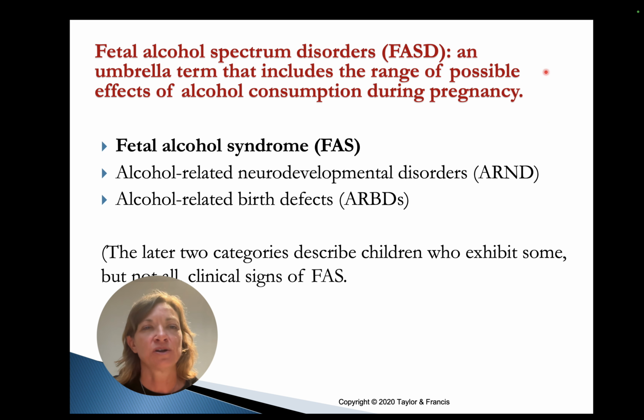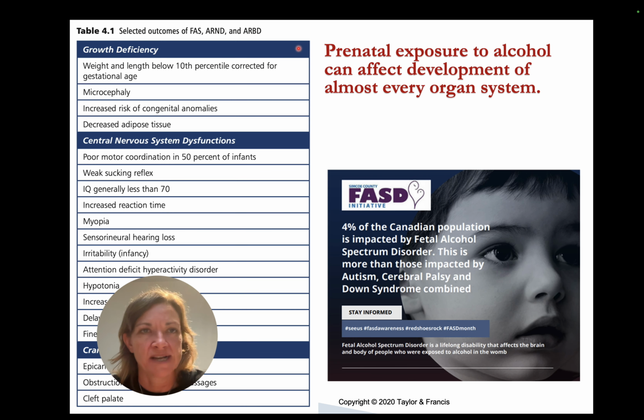So we'll talk about alcohol first. And the umbrella term is fetal alcohol spectrum disorders. So this includes all the range of possible effects of alcohol consumption in pregnancy. Fetal alcohol syndrome, under that umbrella, is the term most of us are familiar with. Alcohol-related neurodevelopmental disorders and alcohol-related birth defects are two other conditions that fall under the umbrella of FASD. And these two categories describe children who just exhibit some, but not all, of the clinical signs of fetal alcohol syndrome.